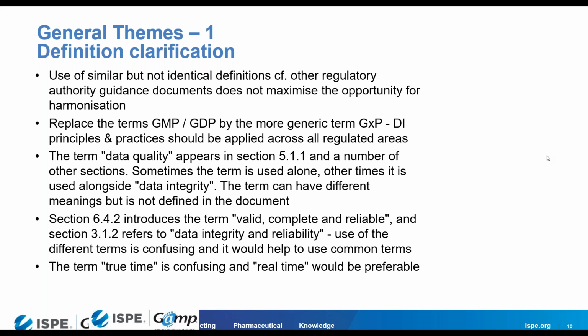Section 642, for example, introduces the term valid, complete, and reliable, whereas section 312 refers to data integrity and reliability. So are these the same things? Are they talking about something different? Because they both have the word reliable in them. Data integrity would indicate that something is valid, it is complete. It would be helpful if they would use common terms, because they were talking about effectively the same thing.